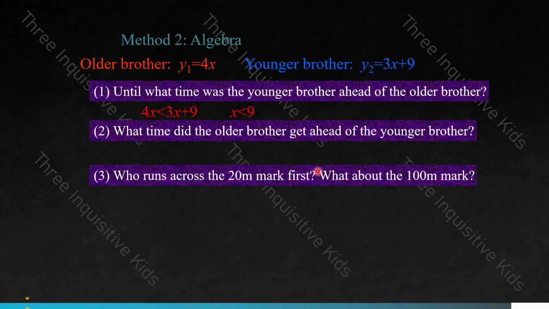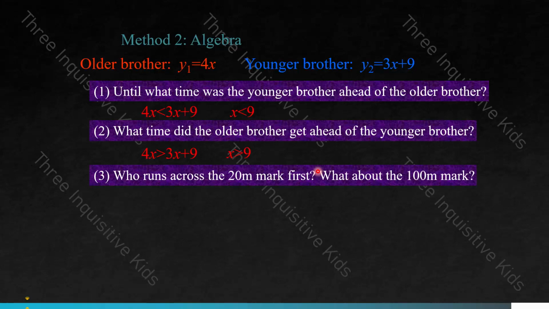What time did the older brother get ahead of the younger brother? Well, that would be when 4x is greater than 3x plus 9. Solved, x is greater than 9. So past the 9-second mark, the older brother was ahead of the younger brother.